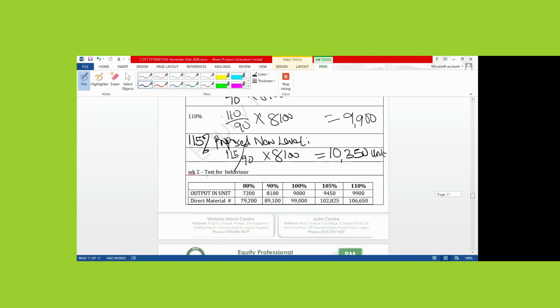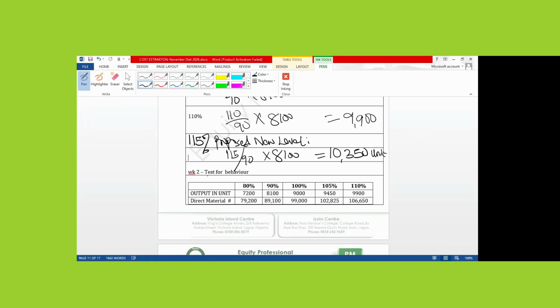Remember, we are trying to get marginal cost. And we explained that marginal cost is the summation of all variable costs. We now need to test direct material cost. Is it a variable cost or a fixed cost or a mixed cost?